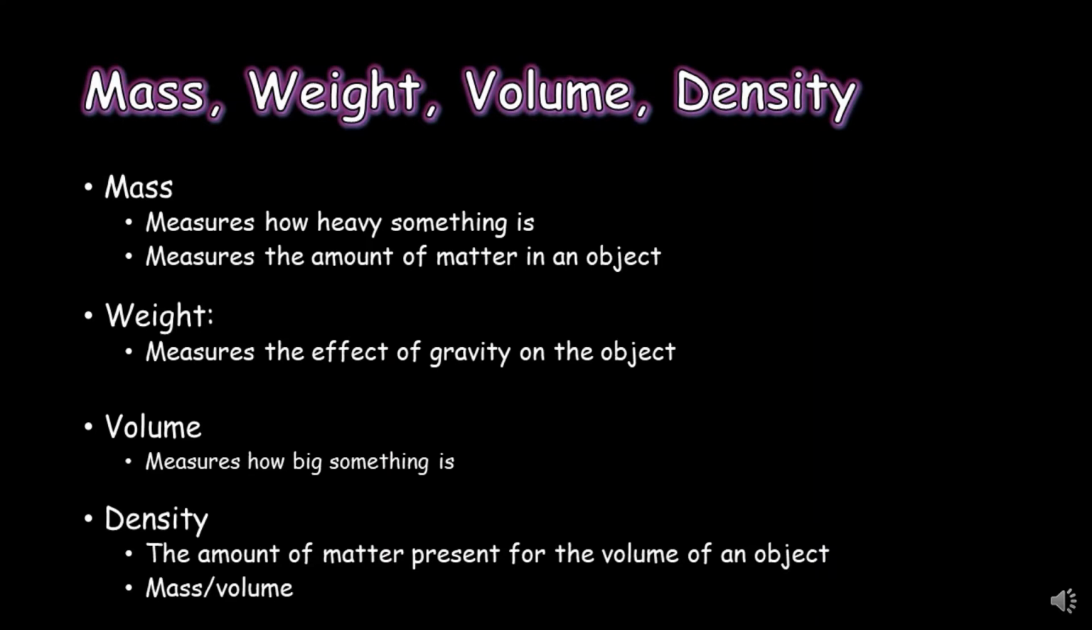Here we have mass, weight, volume, and density, and there is a difference between the four. Mass measures how much matter is in an object, so how heavy something is. Weight, on the other hand, is measured by how much gravity has an effect on an object. Volume measures how big something is. And lastly, there is density, a property of matter which represents the mass per unit volume. You can find this by dividing the mass by the volume.